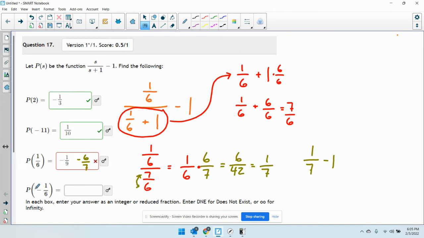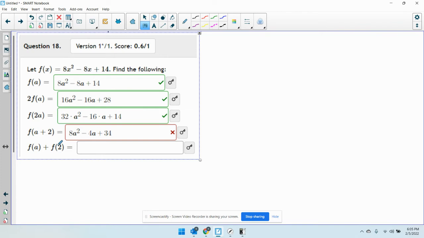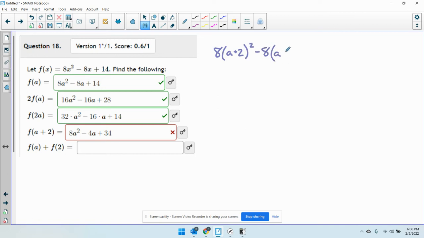A little trickier here, just watch the signs, but it's going to work relatively the same way. Okay, this one here. It looks like everything you did was good from the start. So this here, we're just going to replace each x with an a plus 2. So this is 8 times a plus 2 squared minus 8 times a plus 2 plus 14. I'm going to start by foiling that thing. So I have 8 times a squared plus 4a plus 4. I just wrote that twice and then foiled it out.